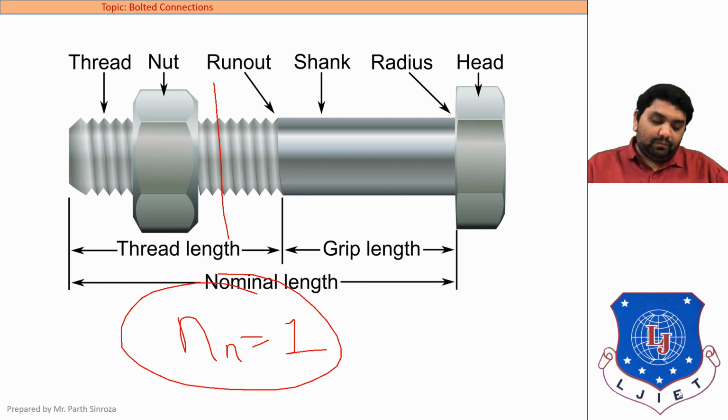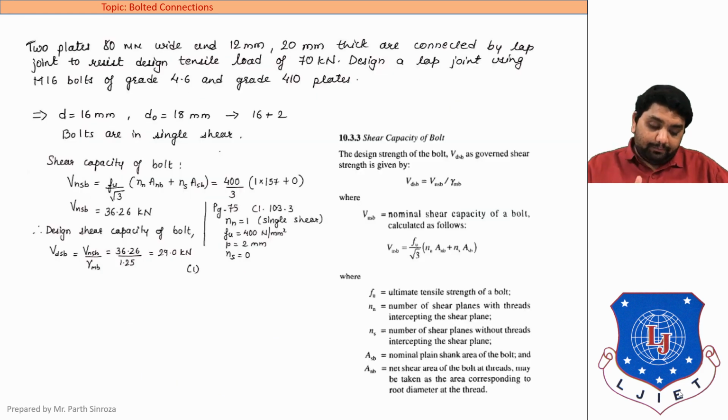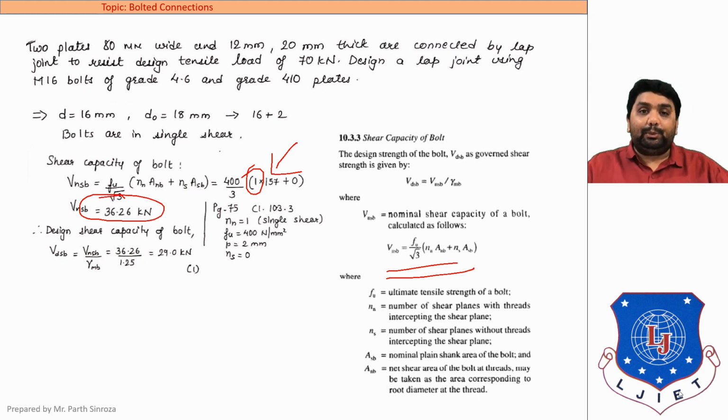Clear? So here, going back to our sum, NN will be equal to 1 as it is in single shear. FU for the bolt will be 400. P, or you can say the clearance, is 2 mm, so DO will be 18 mm. So we will be substituting everything in this equation: NN is 1, ANB will be 0.78 into pi by 4 into 16 square, which comes out to be 157. Solving this, we get an answer of 36.26 kilonewton.